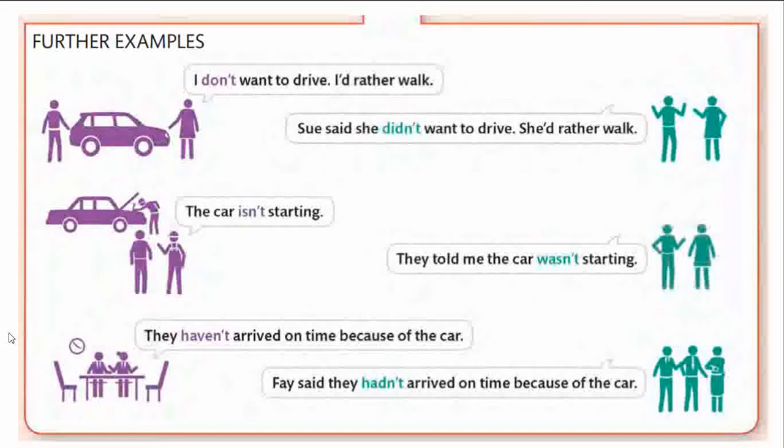Let us proceed and see certain constructions based on the same rule that we have learned. I don't means I do not. I don't want to drive. I wouldn't, I would rather walk. Now over here it is given in spoken English. If you are writing for an examination, you need to expand and write the full form properly.